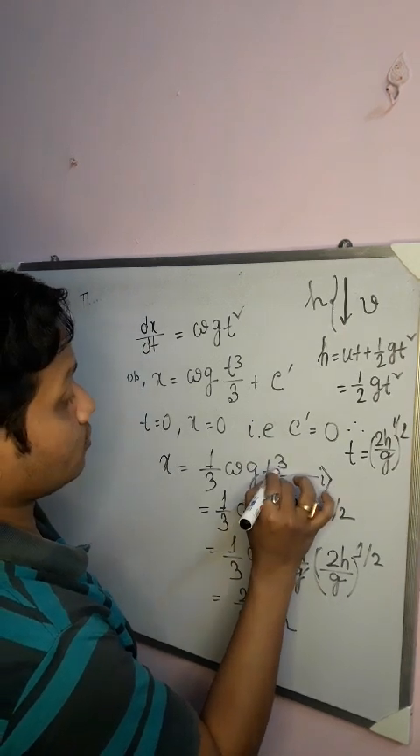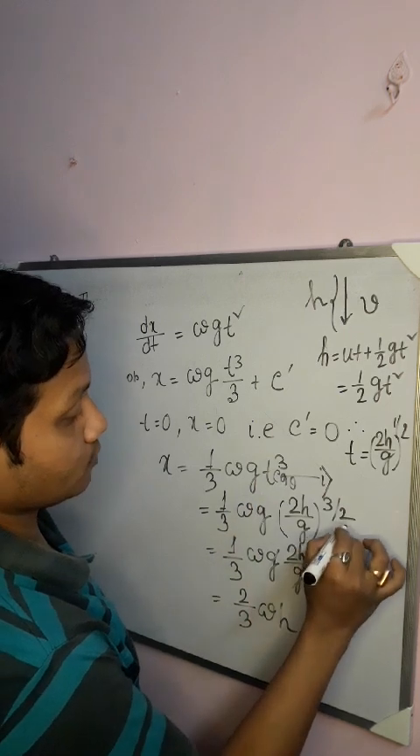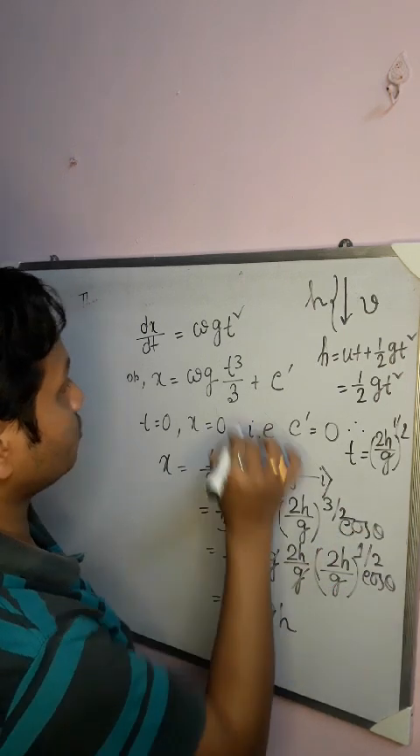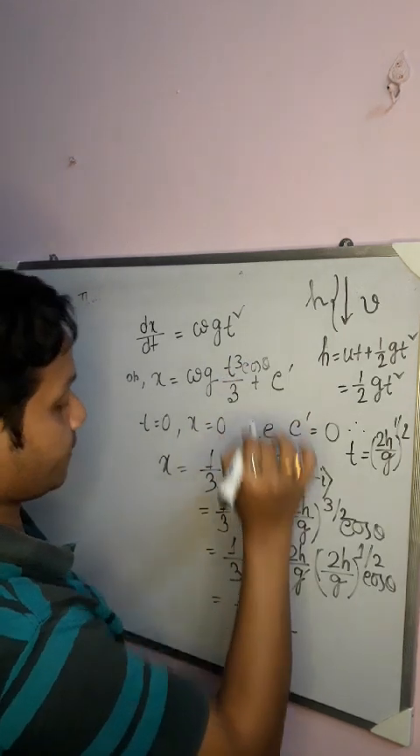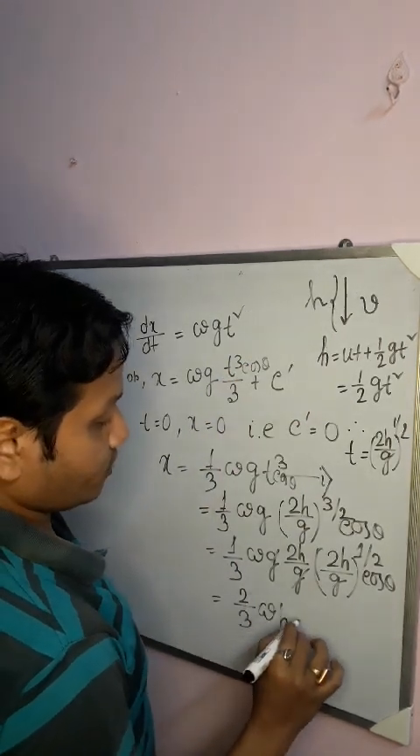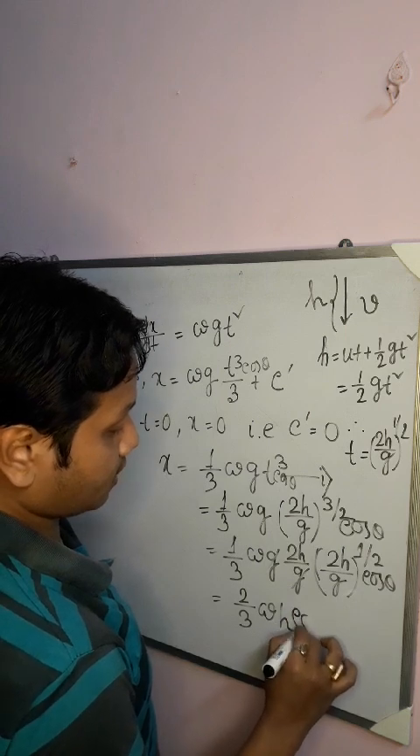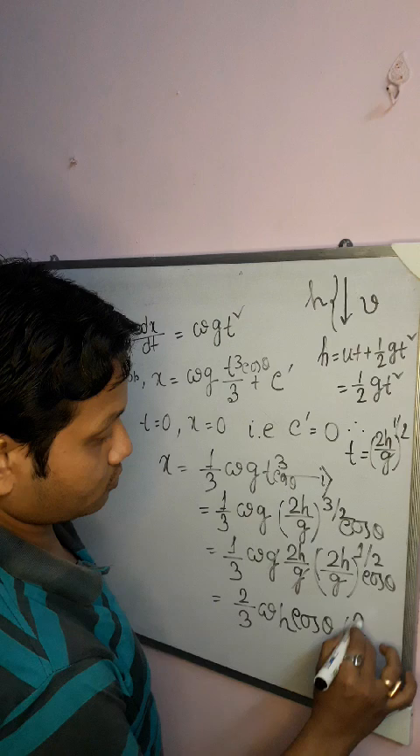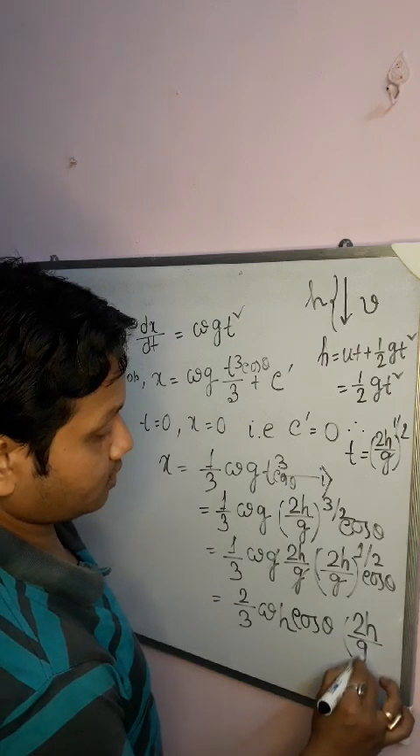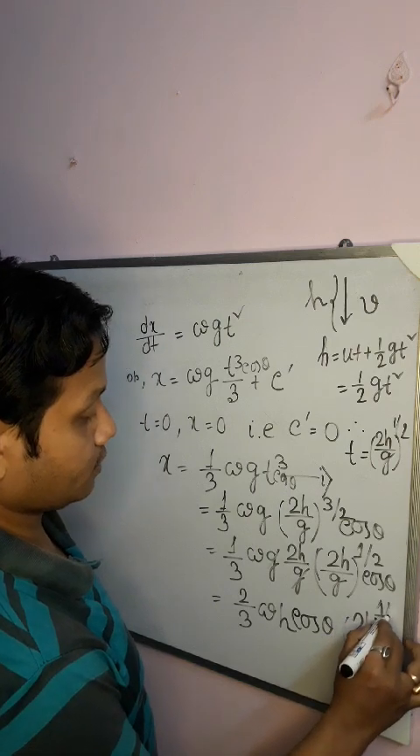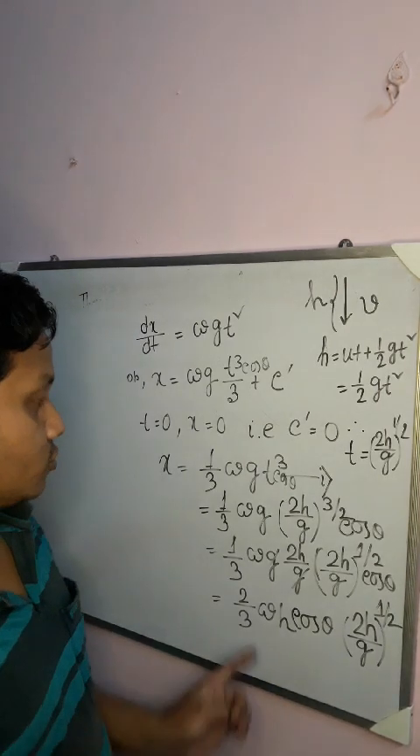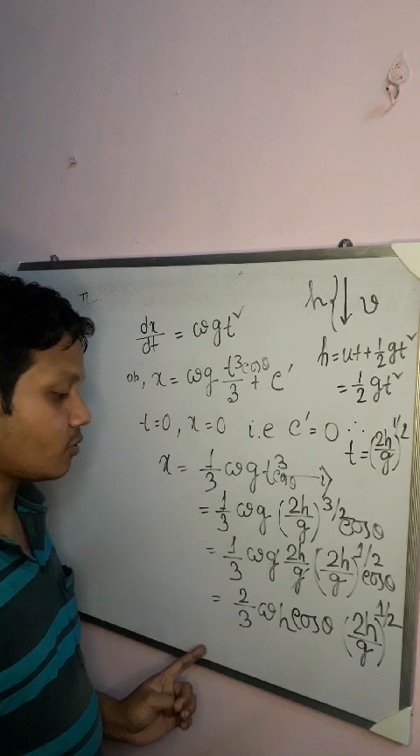So there will be a cos theta term which I forgot. There will be a cos theta term. Okay, there will be a cos theta. 2/3 omega h cos theta into (2h by g) to the power half. So this is the displacement. Okay, so this is the displacement of a freely falling body.